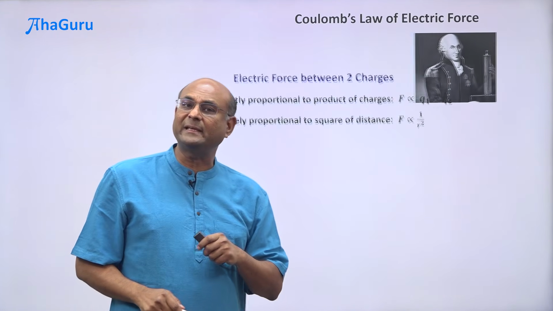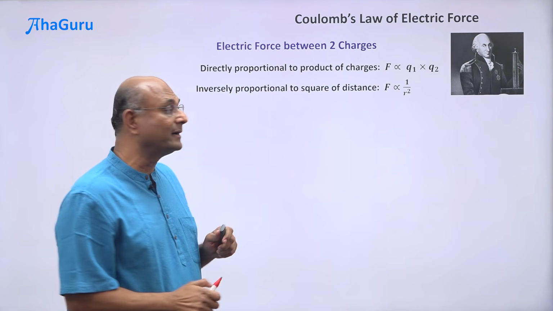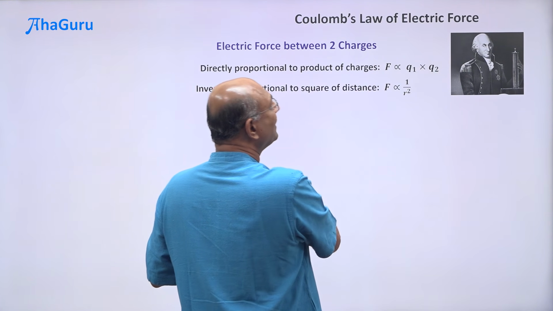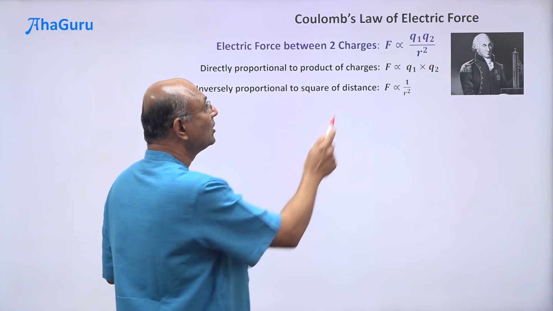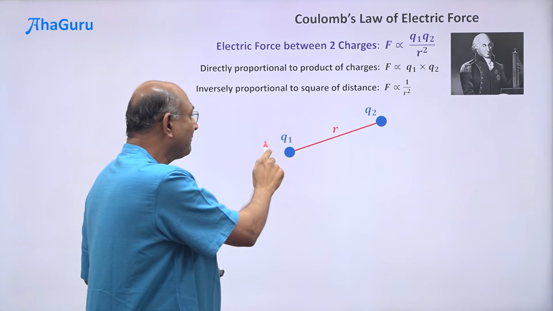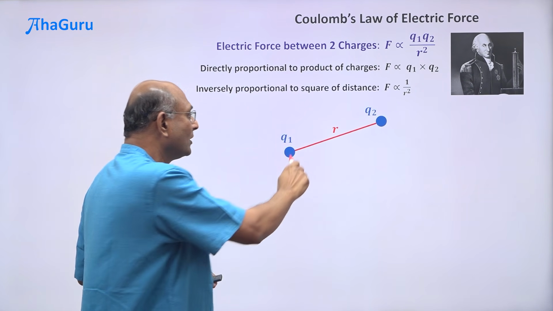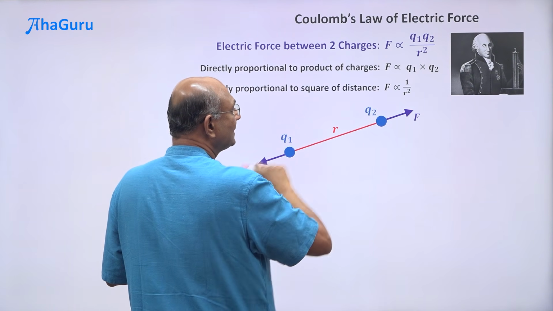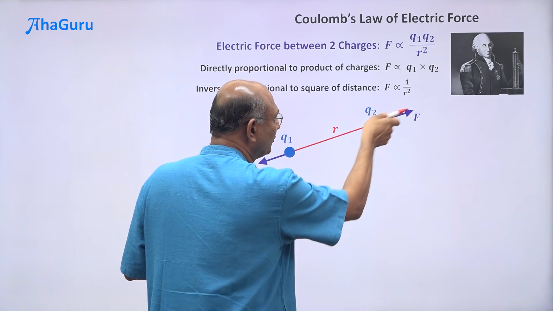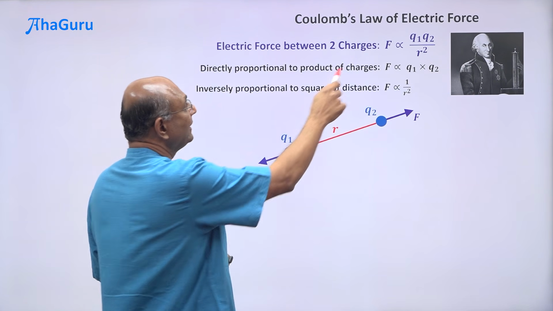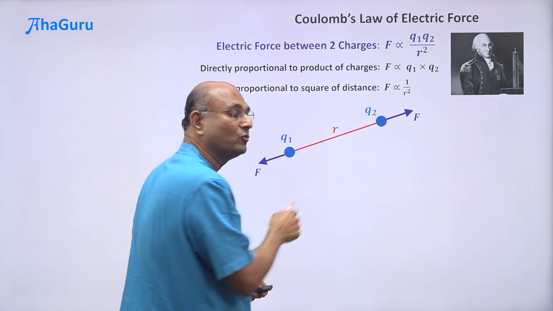Suppose I take both of these facts that Coulomb discovered and I try to combine them together, I can say that F must be proportional to Q1, Q2 by r square. So if I have two charges Q1, Q2 separated by a distance r, then this force that Q1 exerts on Q2, or Q2 exerts on Q1, F, is proportional to Q1, Q2 by r square.